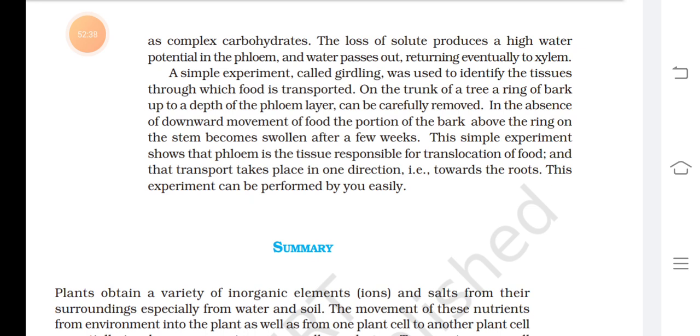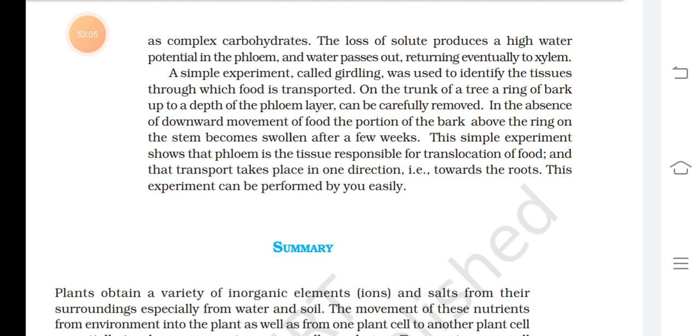A simple experiment called girdling was used to identify the tissue through which food is transported. On the trunk of a tree, a ring of bark up to the depth of the phloem layer can be carefully removed. In the absence of downward movement of food, the portion of the bark above the ring on the stem becomes swollen after a few weeks.